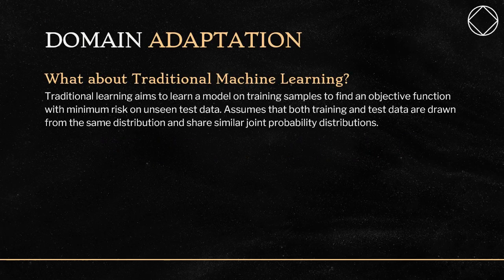So what about traditional machine learning algorithms? We are now talking about domain adaptation, so why is it needed? You know what comes in machine learning. We have some training data and some testing data. We train a model using the training data and test using the testing data. But the very basic assumption of traditional machine learning algorithms is that the training data and the testing data come from the same distribution.